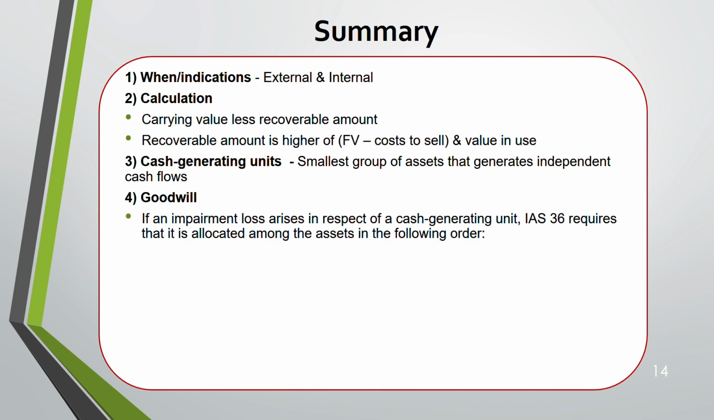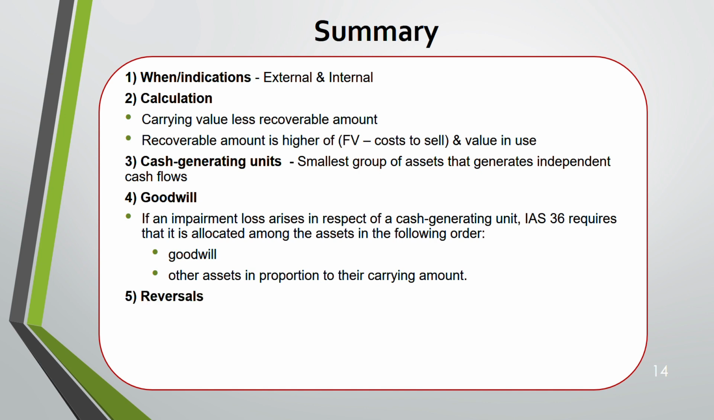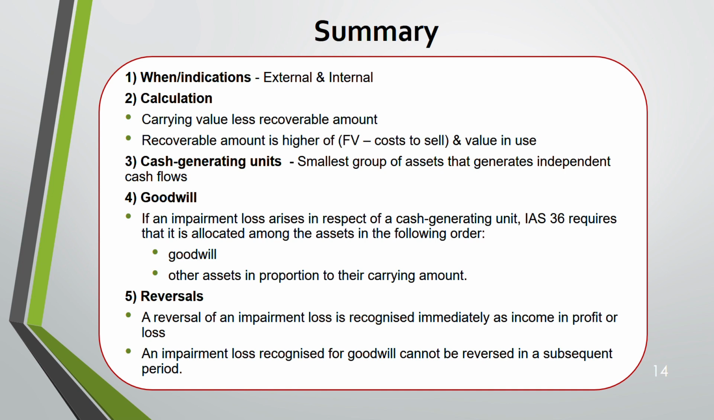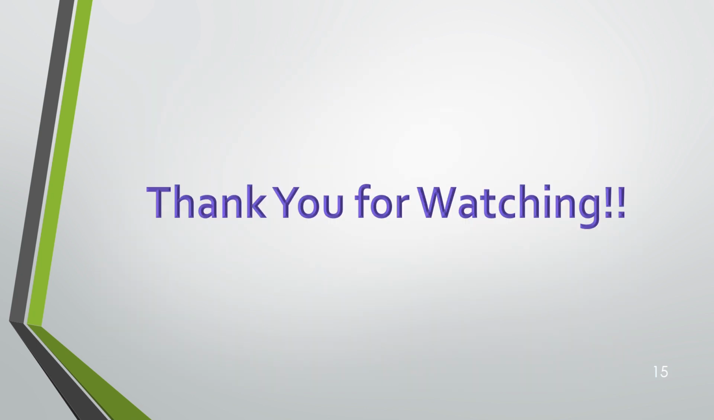Regarding goodwill, if there is any impairment loss, you first allocate it against goodwill and then against other assets in proportion to their carrying amount. This order you have to remember. If reversal takes place, any reversal is immediately charged as income in profit and loss, and any impairment loss recognized for goodwill cannot be reversed. So that's it for IAS 36. We'll be moving on to the next standard, IAS 37, provisions, contingent assets and contingent liabilities.